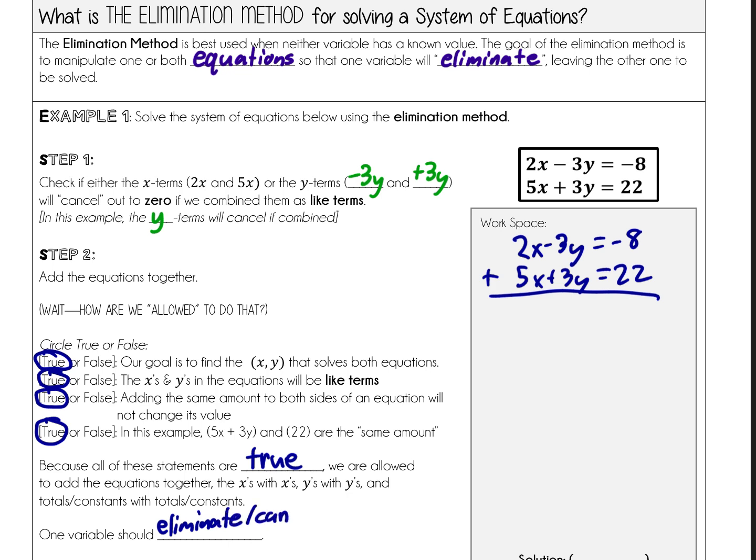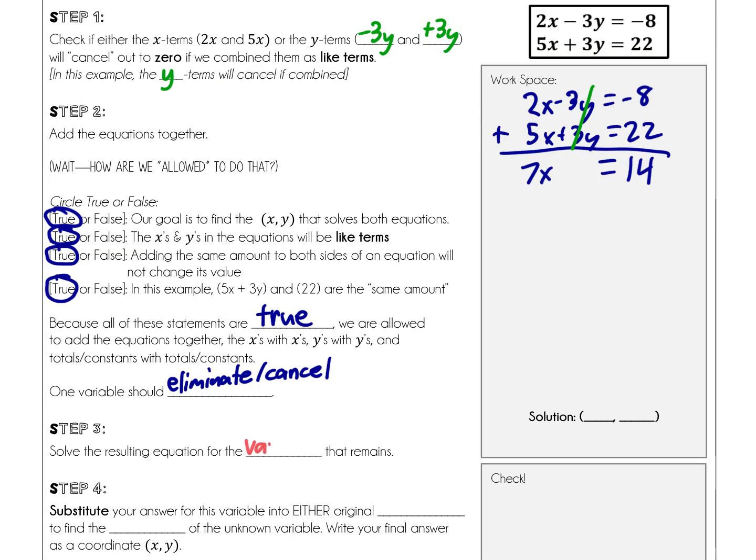In the end, one variable should eliminate or cancel out. 2x plus 5x is 7x, and negative 3y plus positive 3y cancels out, giving us 0. And then we have negative 8 plus 22 is 14. Now let's move on to step 3 and solve the resulting equation for the variable that remains. Divide both sides by 7 and you get x equals 2.